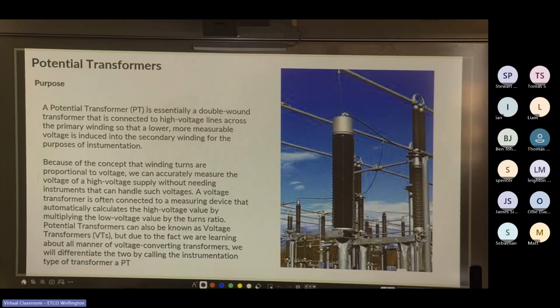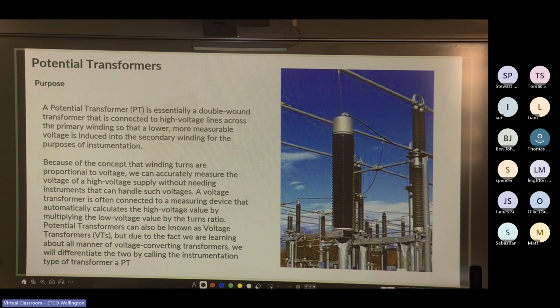Cool. So potential transformers. A potential transformer is essentially a double wound transformer. It's connected to high voltage lines across the primary windings so that a low, more measurable voltage is induced into the secondary winding for the purpose of instrumentation. So the concept is the winding turns are proportional to voltage, so we can accurately measure the voltage of a high voltage supply without needing instruments that can handle such voltages. A voltage transformer is often connected to a measuring device that automatically calculates the high voltage value by multiplying the low voltage value by the turns ratio.